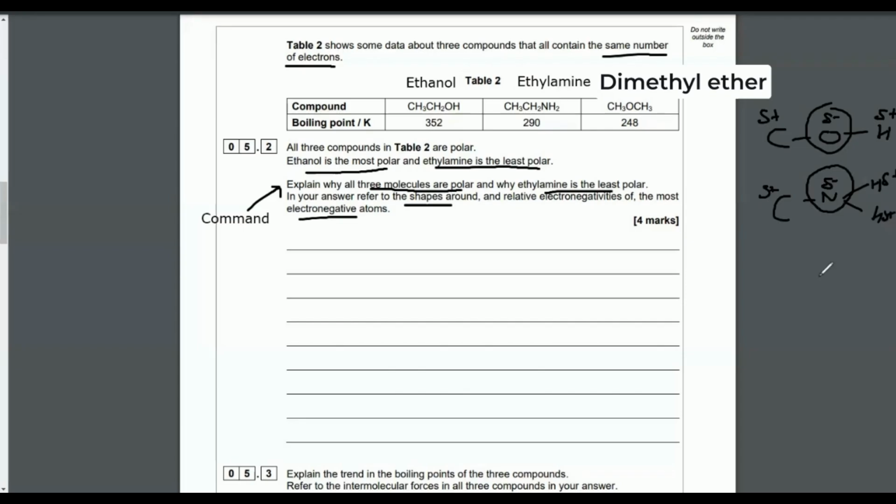And of course, the dimethyl ether has oxygen with carbon on each side, and that is going to be also electronegative there. So the fact is they all have electronegative atoms that are drawing the electrons towards them, and this makes them polar. So all 3 molecules are polar.